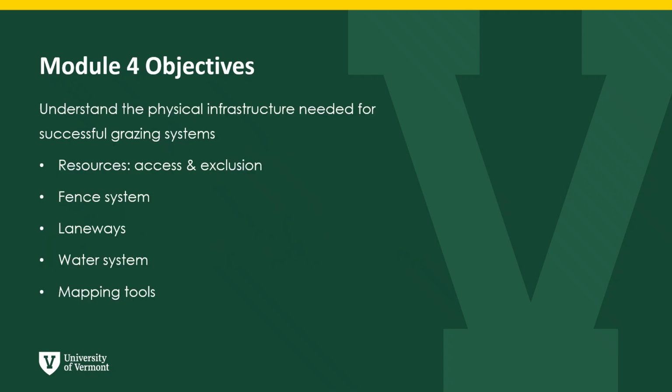The objective for this module is to understand the physical infrastructure needed for successful grazing systems. Considerations for this infrastructure include access to resources like shelter, shade, energy, and water, and exclusions from resources such as wetlands and natural resources like streams, ponds, and lakes. The physical infrastructure that we will discuss includes fence systems, laneways, and water systems. We will also review some mapping tools that are useful when designing and planning for infrastructure needs, whether new or improved.